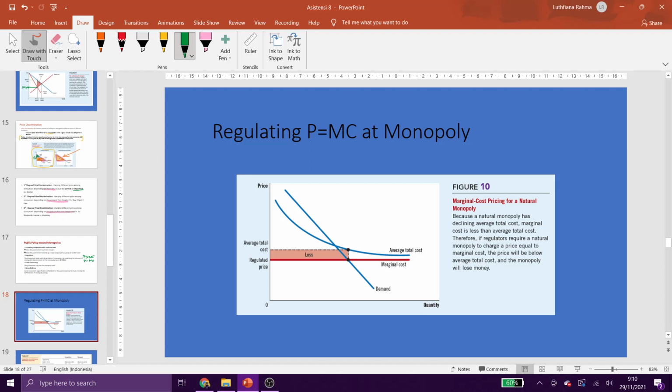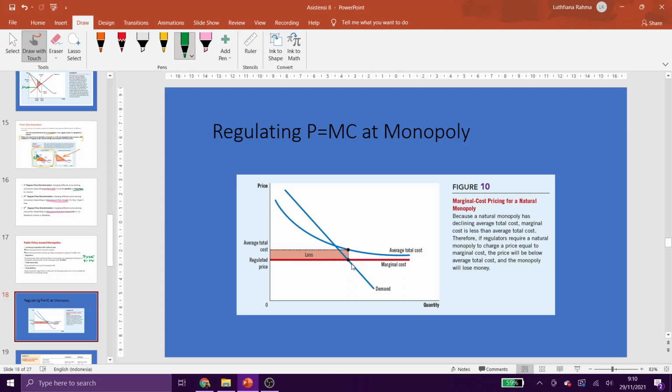Here, if you see, for example, the marginal revenue equals the marginal cost. For the monopoly firms, the firm should charge a price the same as the marginal cost. So here is the marginal cost of the firm.